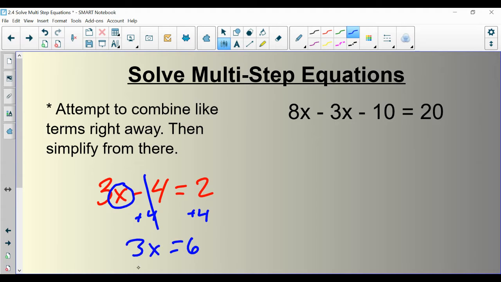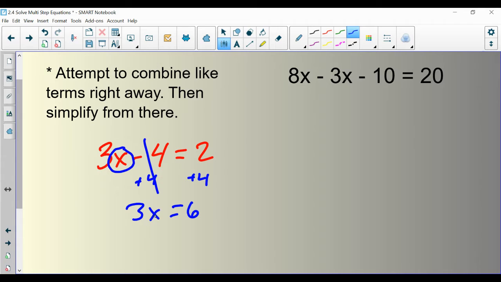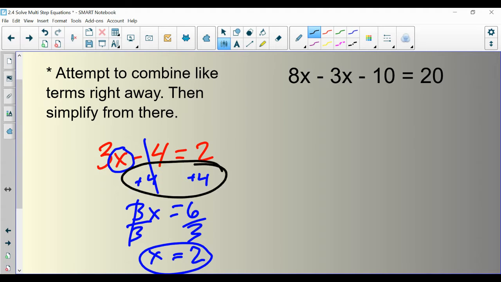So we have 3x equals 6, and then you look at x: what's happening to x is that it's being multiplied by 3, and the way to undo a multiply by 3 is to divide by 3. If you do it to this side, you have to do it to this side. Those cancel to just x, and 6 over 3 is 2. We call this a two-step equation because there are two things that we did. First, we added 4, and then we divided by 3. Those were the two steps.